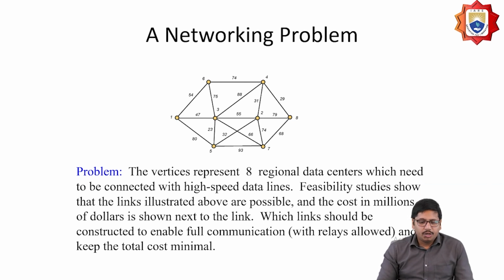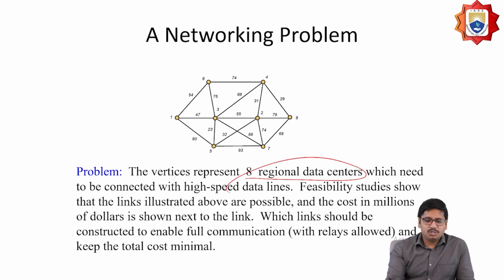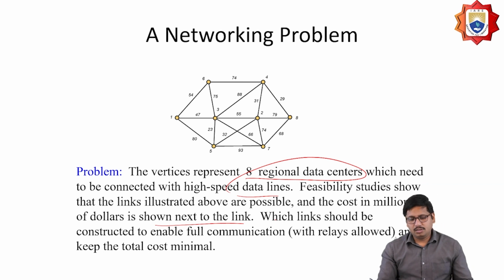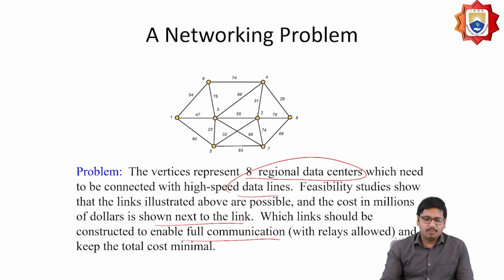So here is the problem we're going to have. The vertices represent 8 regional data centers, which need to be connected with high-speed data lines. The feasibility study showed the links illustrated as possible, and the cost in millions of dollars is shown next to each link. Which links should be constructed to enable full communication and keep the total cost minimum? So this is the problem we are going to face. How can I solve this problem by making use of Kruskal's and Prim's algorithm, that is, the spanning tree?